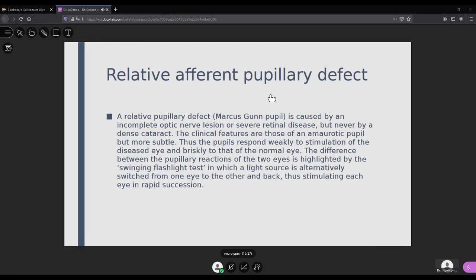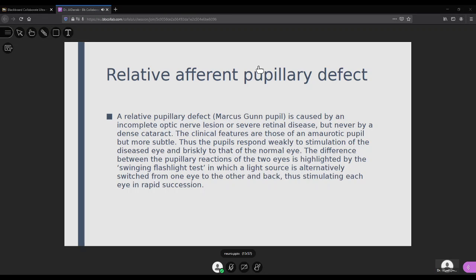Now we'll go to the relative afferent pupillary defect. This is very important as well, which is the Marcus-Gunn pupil. A relative afferent pupillary defect, the Marcus-Gunn pupil, is caused by an incomplete optic nerve lesion or severe retinal disease, but never by a dense cataract. Those who were with me this week and last week, I explained this very well to them. The clinical features are those of an amaurotic pupil, but more subtle.